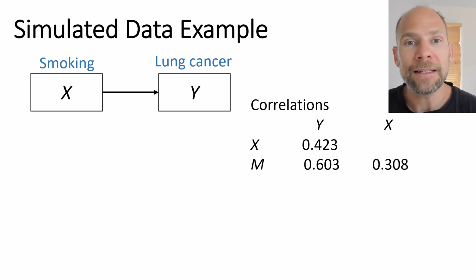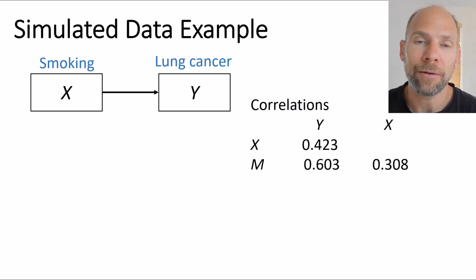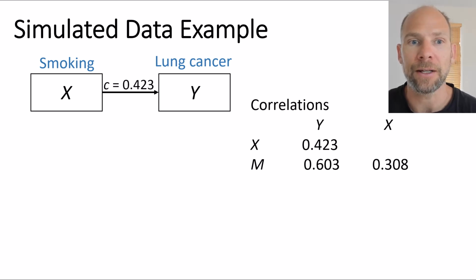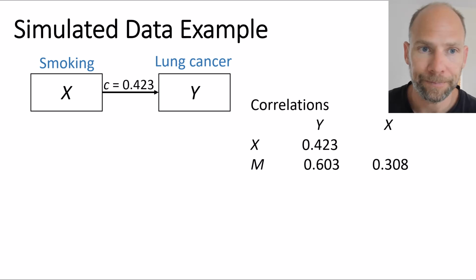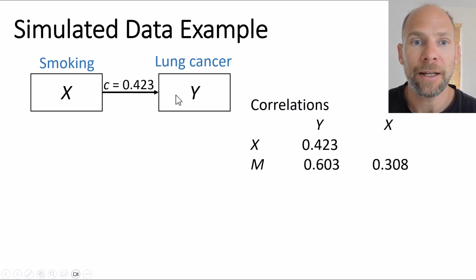And so now when I estimate, first of all, my bivariate regression model where I have only X in the model and my lung cancer dependent variable, the standardized coefficient C here is equal to the correlation, the total effect, 0.423. In this example, I'm going to focus on standardized coefficients simply to make things a little easier. But in general, we typically want to use unstandardized regression coefficients. Here, in a bivariate regression, the standardized regression slope coefficient is equal to the correlation, which you can see here, 0.423. So that's my total standardized effect.